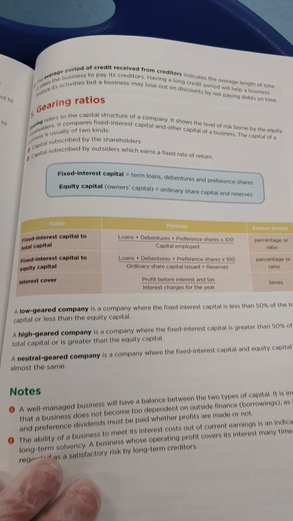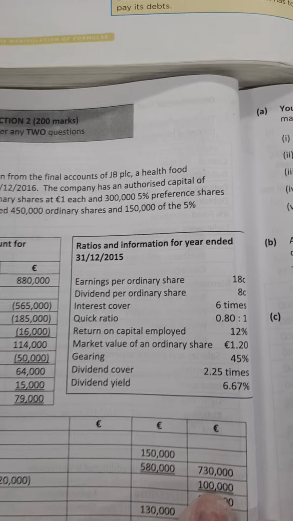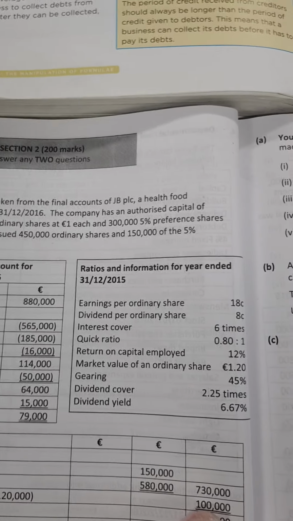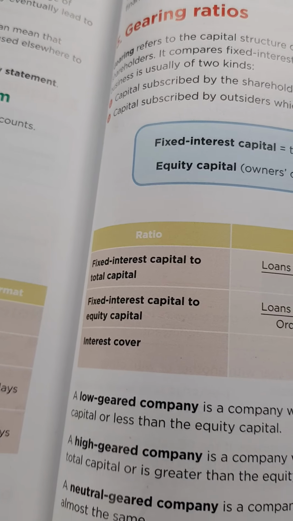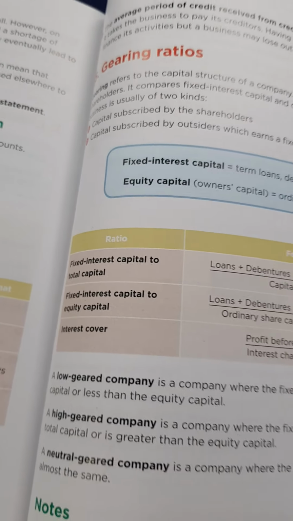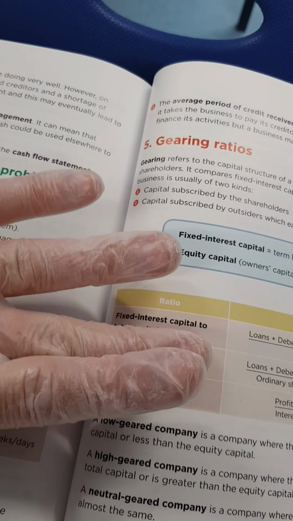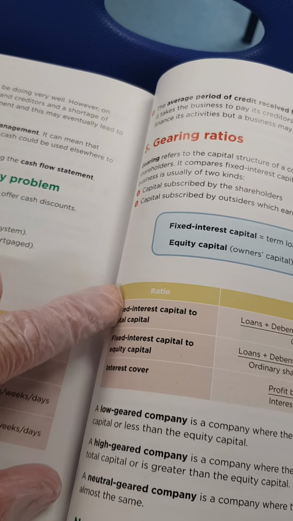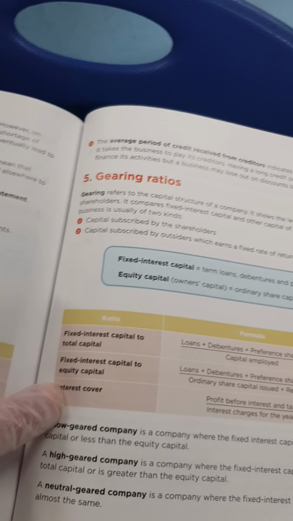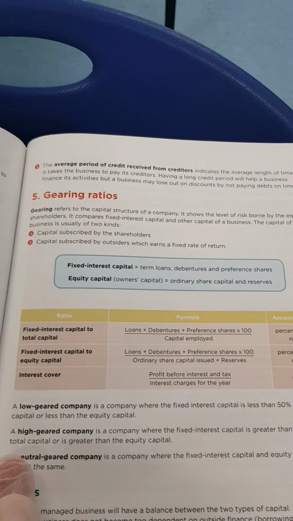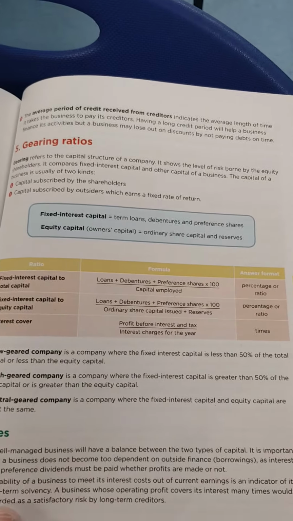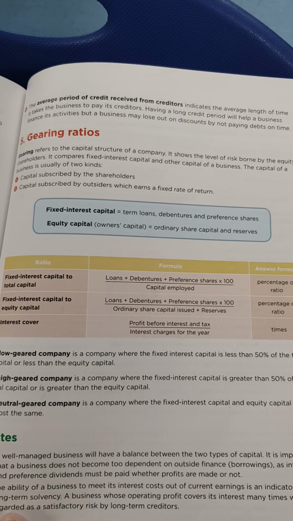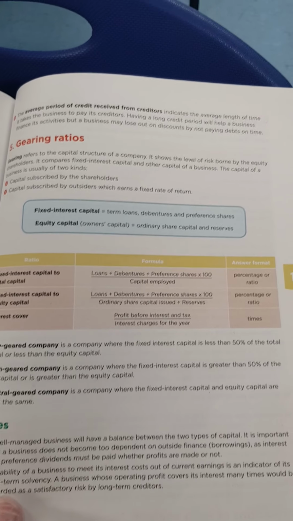You really don't need to do the middle one. When you're given a gearing ratio, let's say for last year, you can see it there is 45%. That relates to the top one, the fixed interest capital to total capital. You can leave out the middle one. Just the top one and just the bottom one. So just the fixed interest capital to total capital and the interest cover. Now you can do the top 2 as a ratio or as a percentage. The bottom one, the interest cover, is always in times.